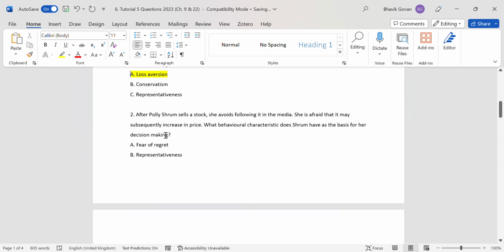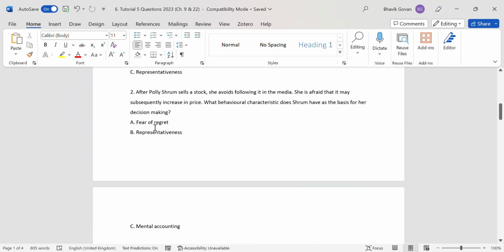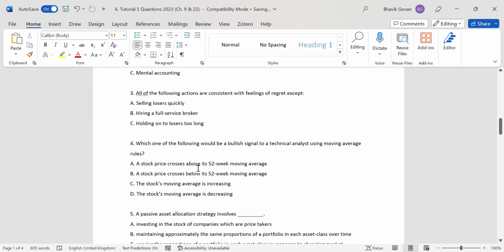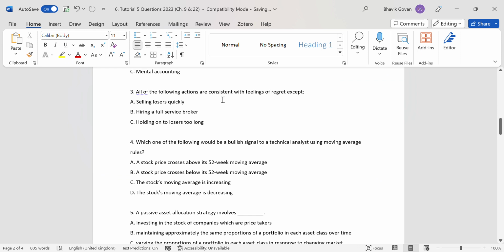So after Polly Schramm sells the stock, she avoids following it in the media. She is afraid that it may subsequently increase in price. What behavioral characteristic does Schramm have as the basis for her decision making? So fear of regret, representativeness, mental accounting, it's A. Fear of regret. So 3, all of the following actions are consistent with feelings of regret except, so selling losers quickly, hiring a full service broker, holding on to losers for too long. So the answer for 3 is B.